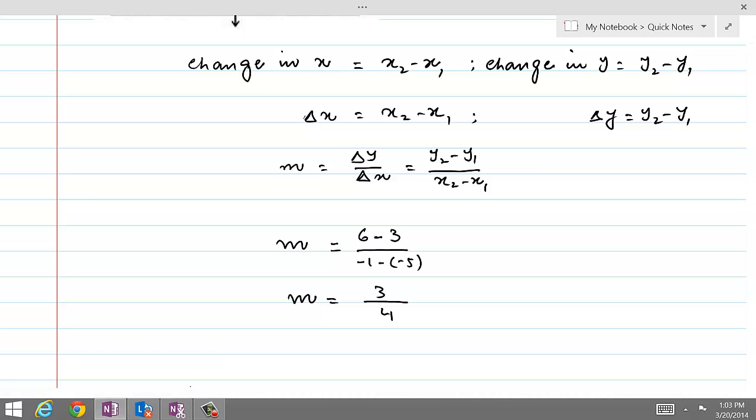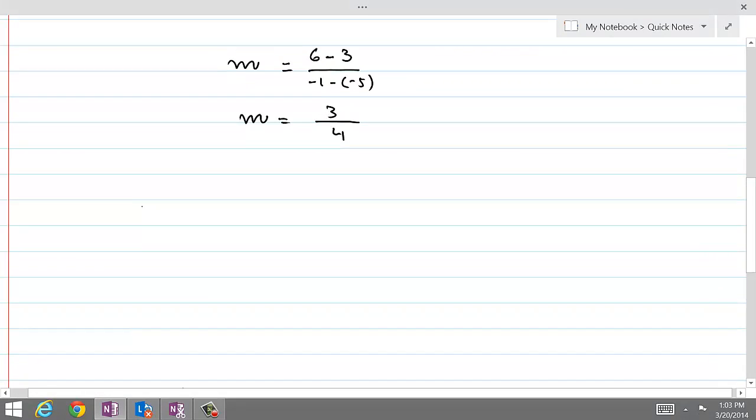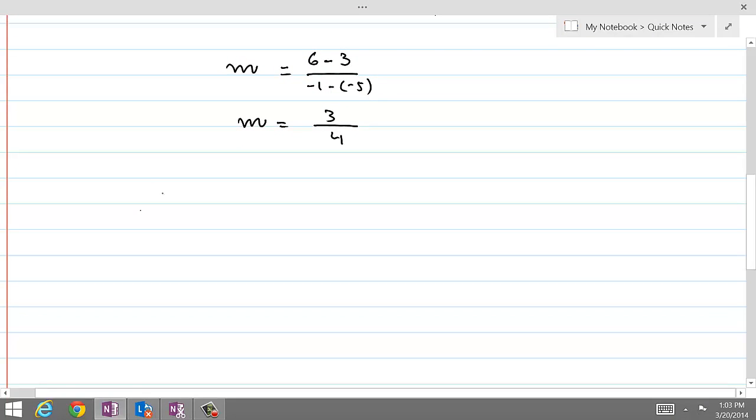If A and B are given points on the grid, you can write the coordinates and then use those values as x1, y1 and as x2, y2. For line CD, C is given as 4, 4, and D is given as 1, 2.